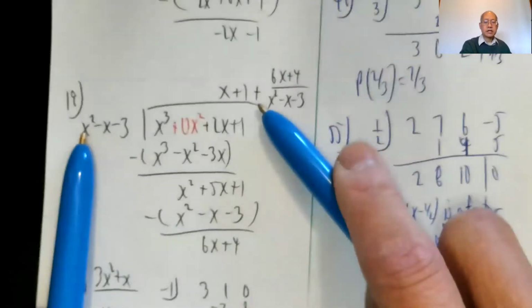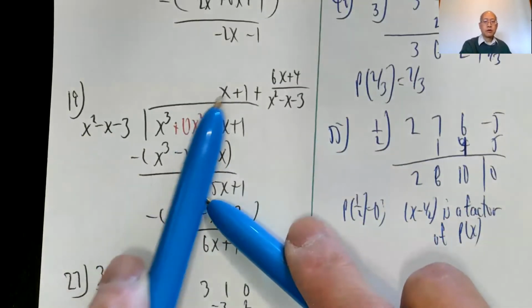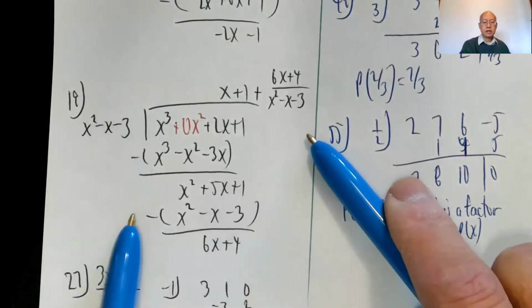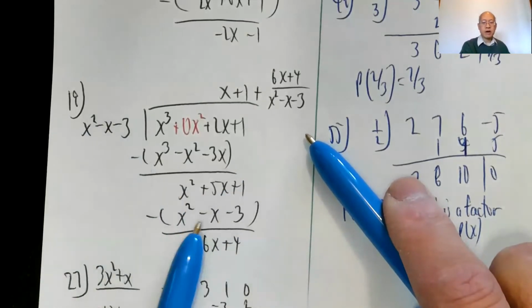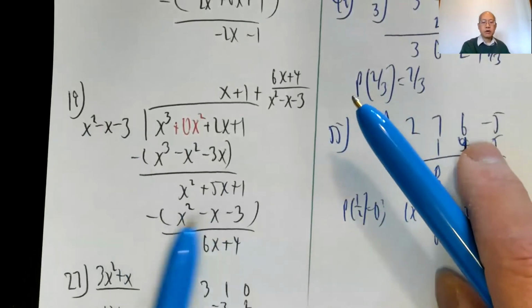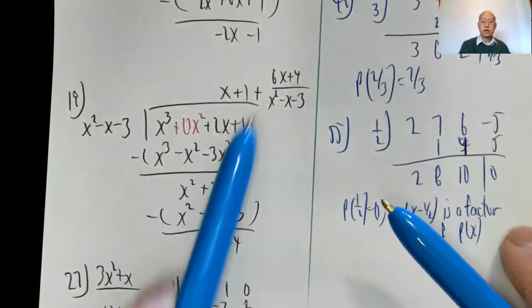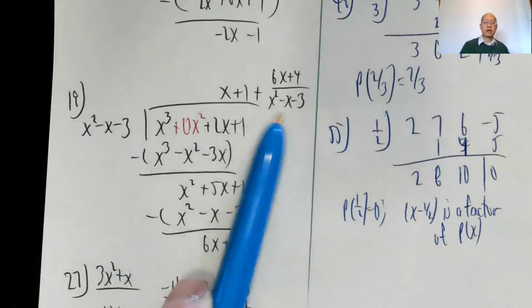How do you go from x squared to x squared? 1. 1 times that, well, it's just that. Subtract, that cancels out. 5 minus a negative 1 is 6. 1 minus a negative 3 is 4. That's my remainder. So 6x plus 4 divided by x squared minus x minus 3.